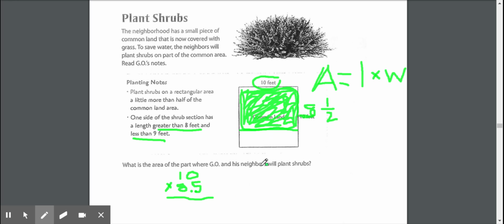I could have also done 10 times 8.5 and left 8.5 as a fraction. So 10 over 1 times 8.5. And I'm going to change that into an improper fraction. And I do that by multiplying. 8 times 2 is 16, and add 1 is 17. So I have 17 halves. And then I multiply the tops, and I multiply the bottoms, and then I would divide my top divided by my bottom, and I will get the exact same answer as if I did it this way.